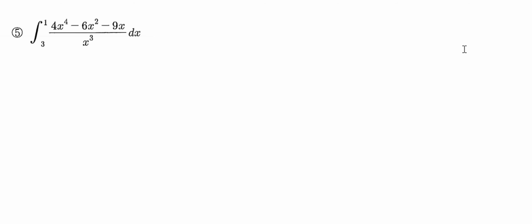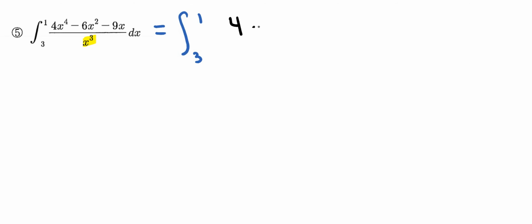Okay, let's move on to question number 5. For question number 5, before we start finding the antiderivative, we may want to simplify the original problem because we're dividing by x cubed. All right, so let's put an equal sign there and the integral sign from 3 to 1. And let's go ahead and write this in terms of individual fractions first.